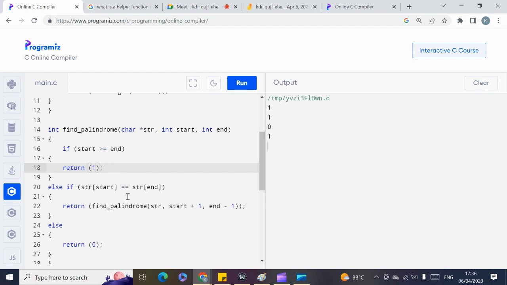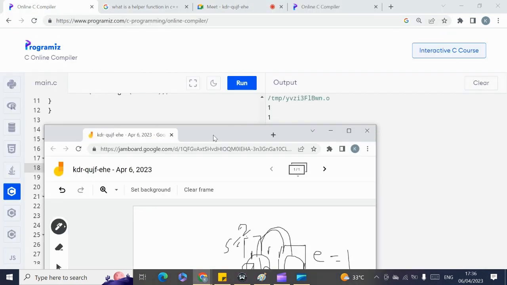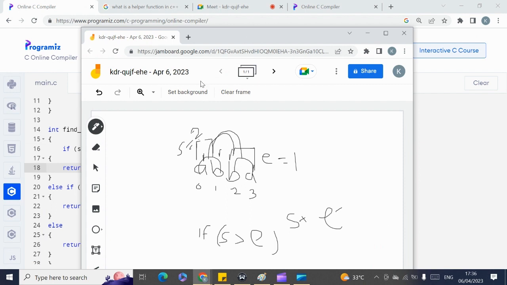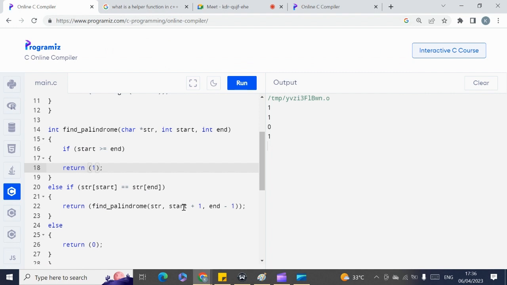So when this is equal to that, it means when the start of the string equals the end, increment start and decrement end. That's why we have plus one, minus one. I think the understanding is coming. So let's go back to our whiteboard.